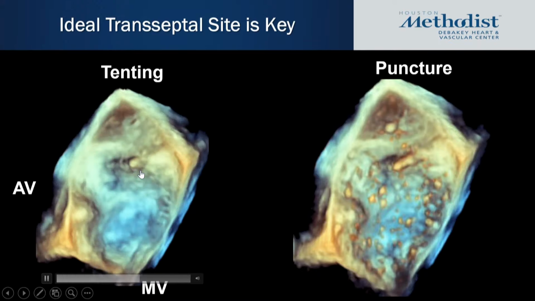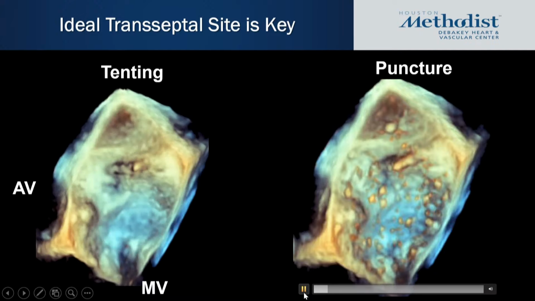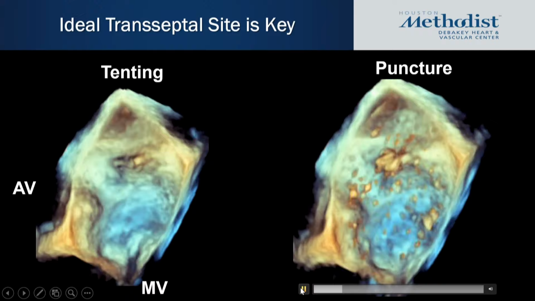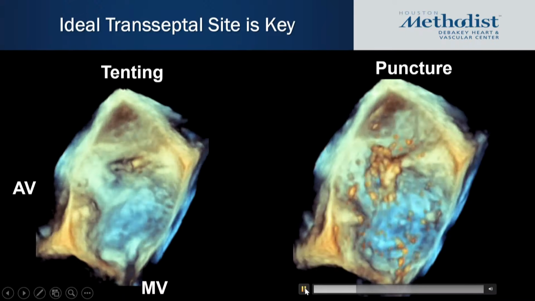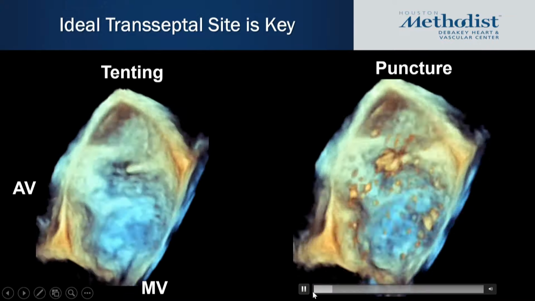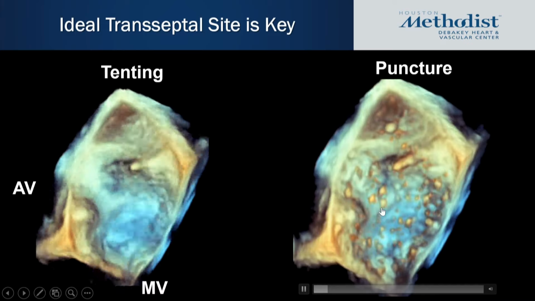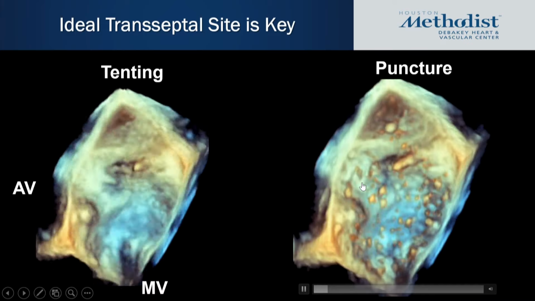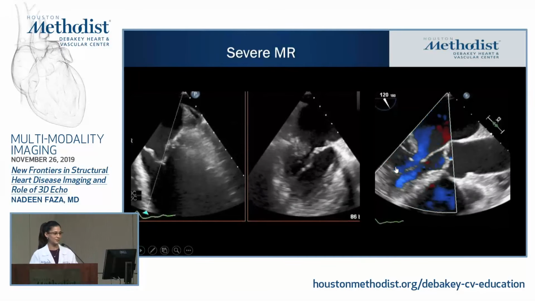Once you confirm the location by 2D and by 3D, then you can watch the transseptal puncture procedure live on 3D. And this way you confirm that you've crossed the septum, you're not tented, and you're actually in the left atrium. Let's talk specifically about guidance of a mitral clip procedure.